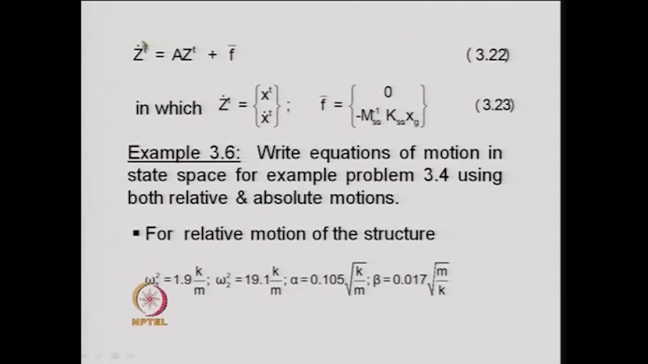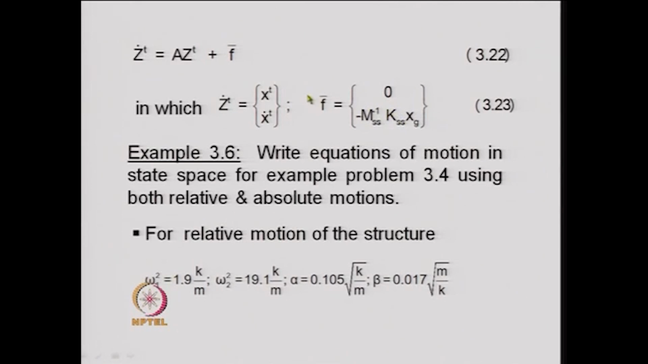If we wish to write down the second order differential equation in terms of total displacement as a set of first order differential equations, or in terms of the state space formulation, then the A matrix remains the same. The only thing that changes is the F bar. Here we see that our F bar becomes equal to minus MSS inverse KSG. This will not be KSS, this will be KSG into XG. So, this will be the only change.